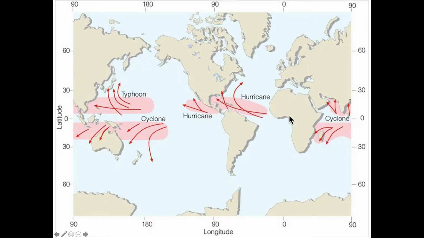This is where hurricanes typically develop in the Atlantic. This is where they typically develop in the Pacific. If we move into the Indian Ocean, we call these types of storms cyclones. If we move into the Western Pacific, they're called typhoons. And here off the coast of Australia, they're called willies.